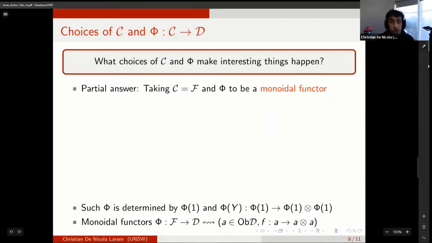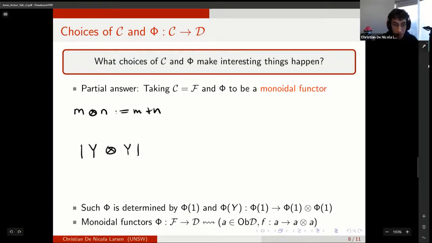Another natural question to ask is what choices of the category C and the functor phi make interesting things happen? And a partial answer to this question is by taking our category C to be the category of binary forests that we saw earlier, and phi to be a monoidal functor. But to have a monoidal functor, we need a monoidal structure in this category of binary forests. So let's see how that works. So on objects, remember the objects of F are natural numbers. So we just define an object M tensored with an object N to be their sum. And we define the tensor of two morphisms. So let's take an example like this.